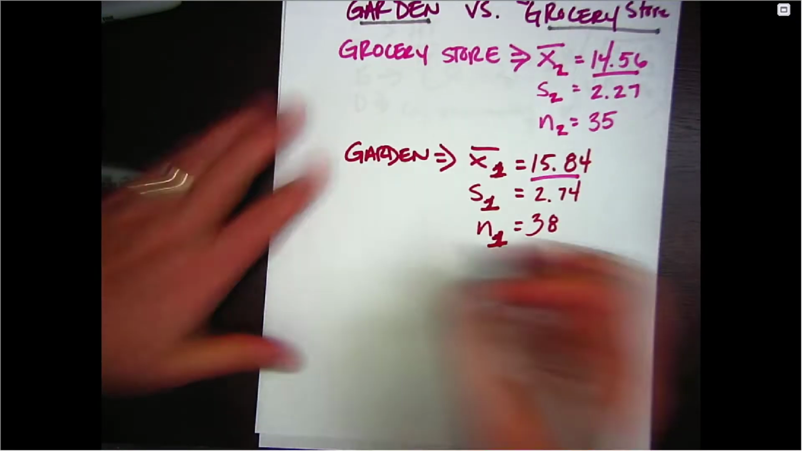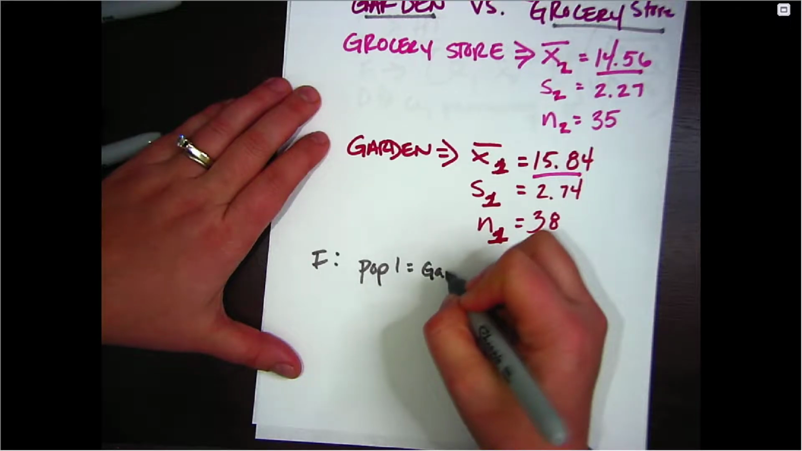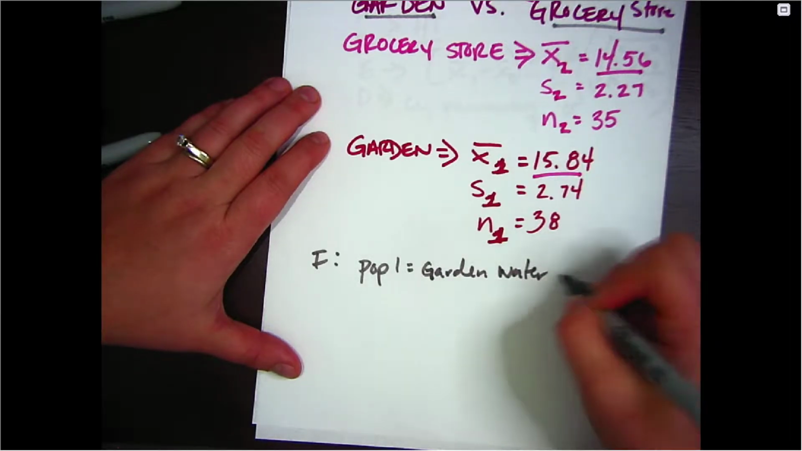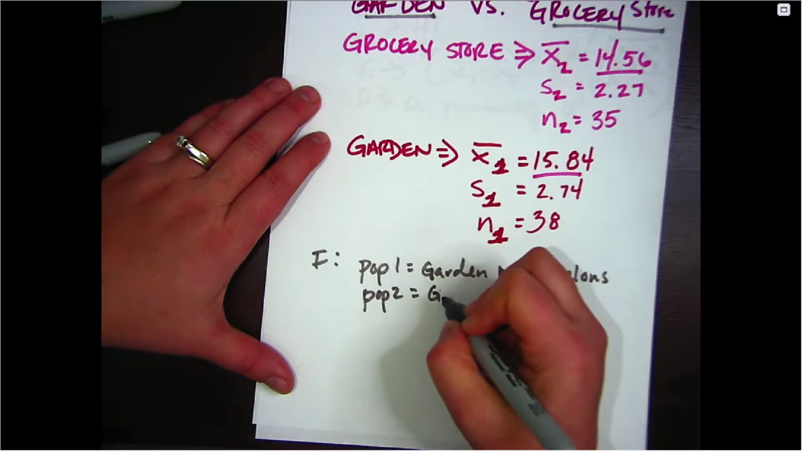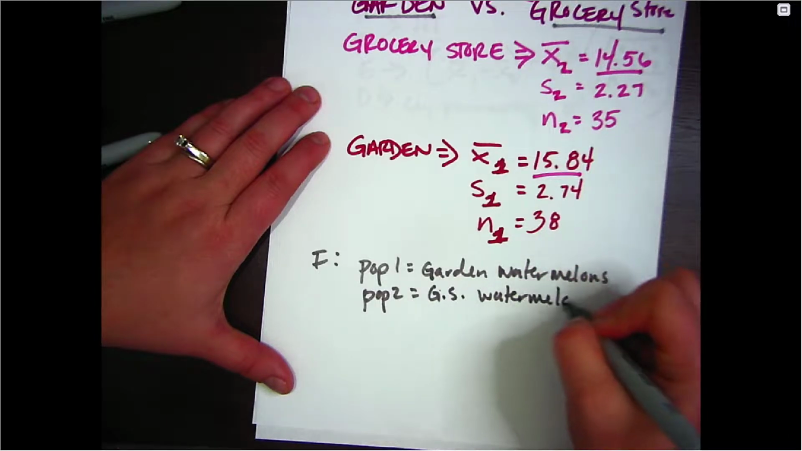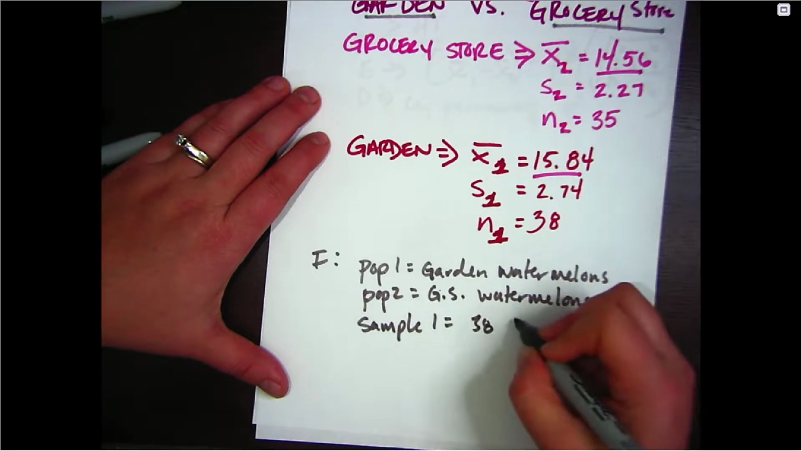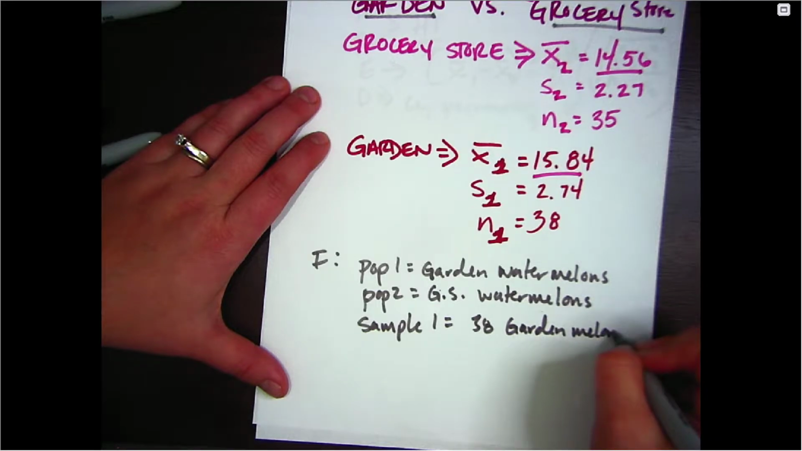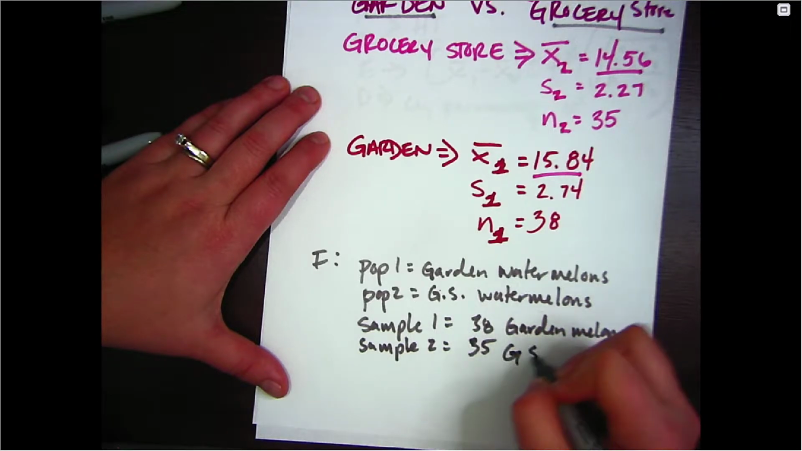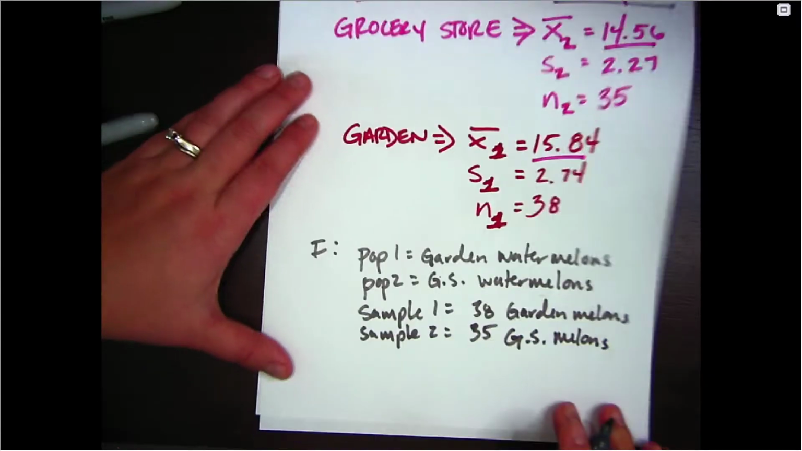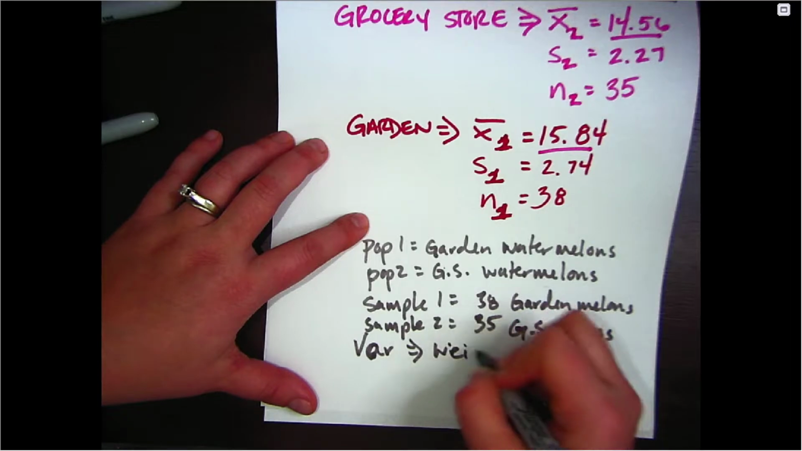Okay, so we're going to start with the F, and here we would have two populations. Population 1 would be garden melons, and it's actually garden watermelons. And then population 2 would be grocery store watermelons. And then the sample 1 would be 38 garden melons, and sample 2 would be 35 grocery store watermelons. Okay? Then our variable is going to be their weight.